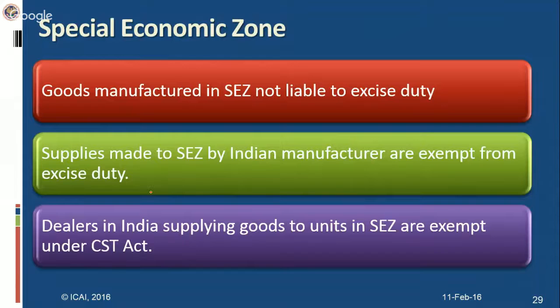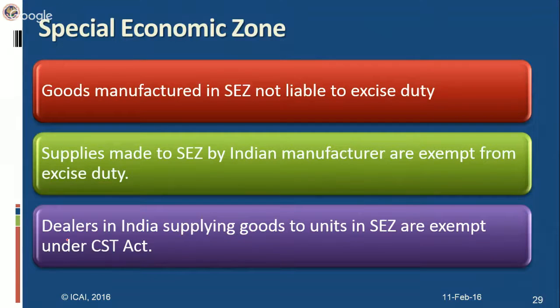Now, goods manufactured in an SEZ are not liable to excise duty. As you would have read in the charging section 3 of the Central Excise Act, the goods which are manufactured in a special economic zone are specifically excluded from the purview of the charging section 3. Central excise duty is not leviable on those goods. In other words, the goods produced in a special economic zone are excluded from excisable goods. They are not liable to excise duty at all. So when the SEZ is manufacturing goods, there is no excise duty liability.